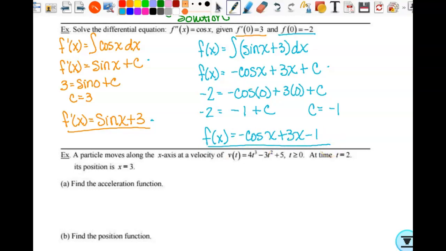And that is your solved differential equation. Or diffie-q. There's a college course called differential equations. It's diffie-q. All right, are we good? If you can take derivatives, you can take antiderivatives.